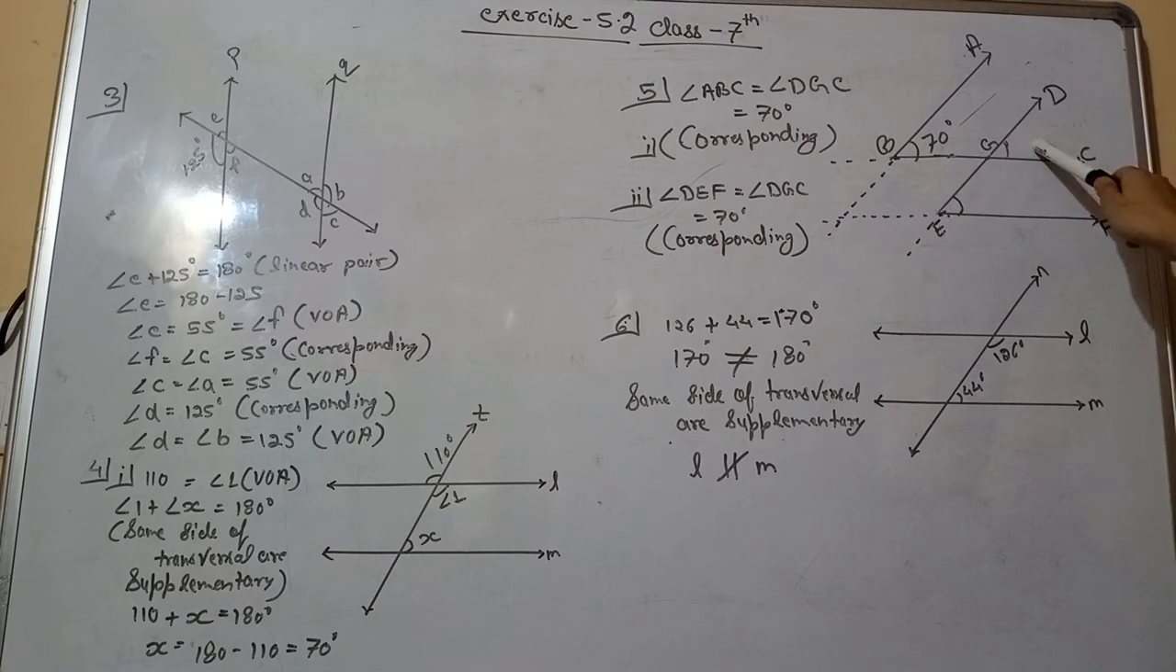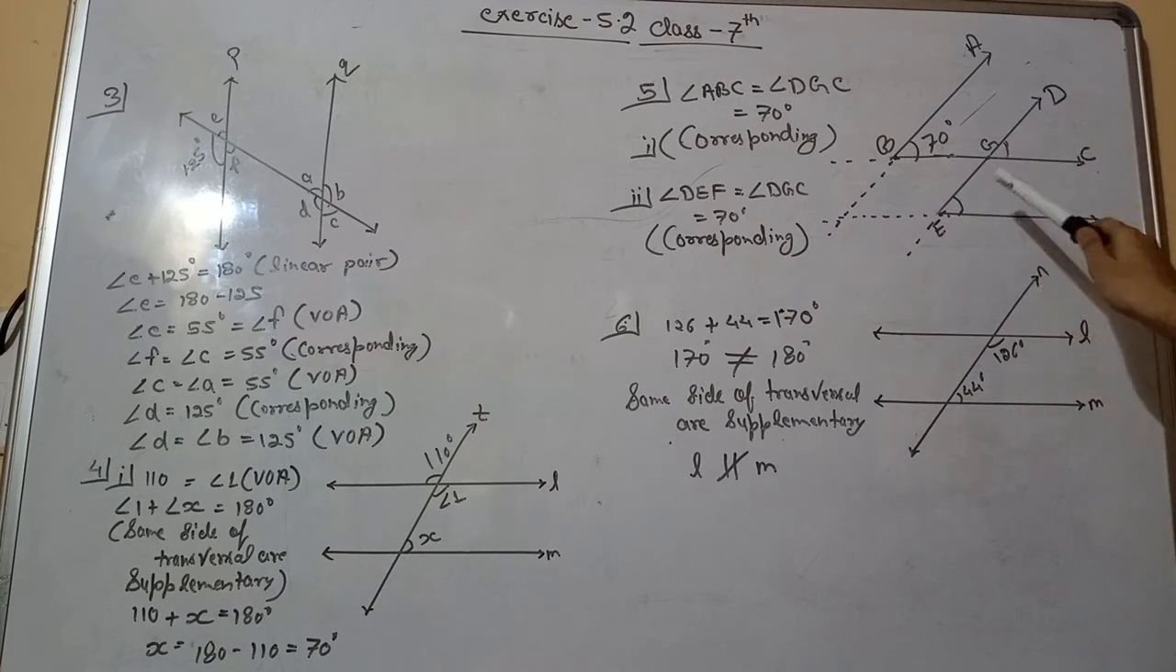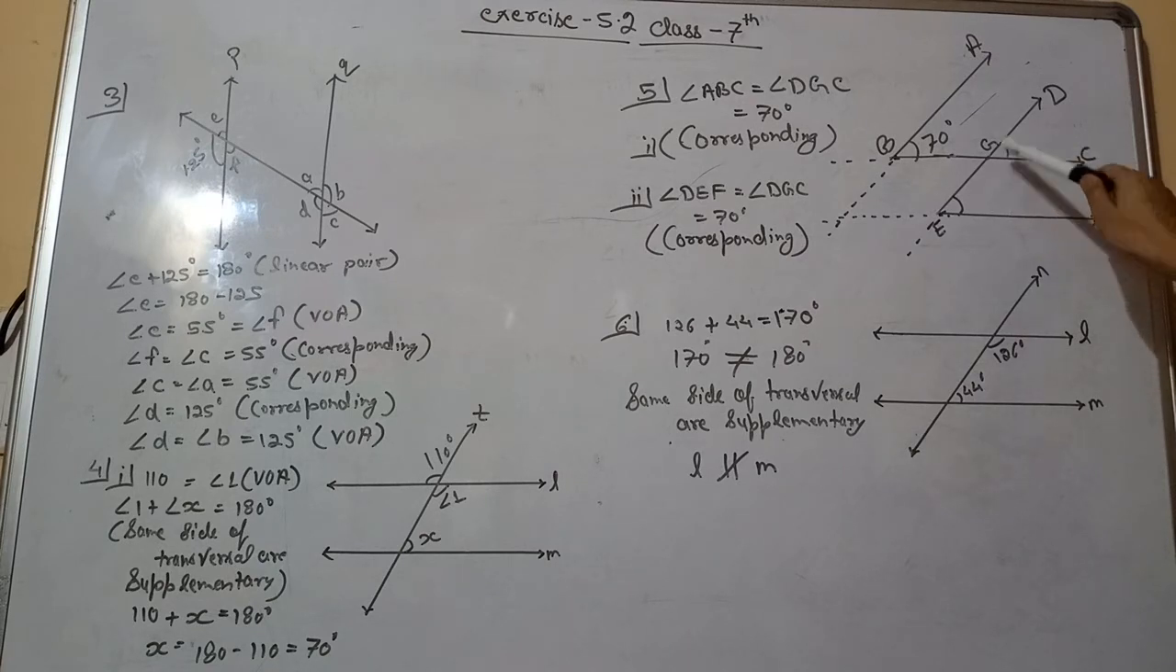Now if DGC is 70 degrees, then DEF, see, DEF is also 70 degrees. Why? Because this is upside, this is also upside, this is right side, this is also right side. So again by corresponding angle property, angle DGC is equal to angle DEF, which equals 70 degrees.